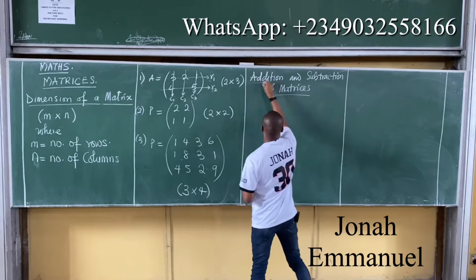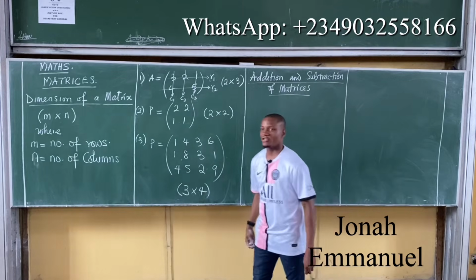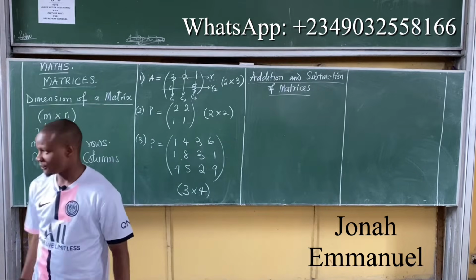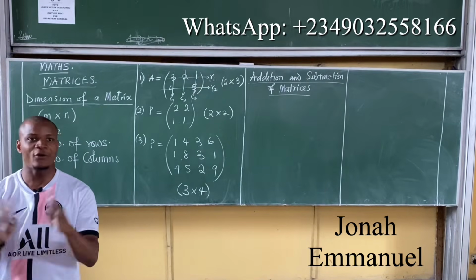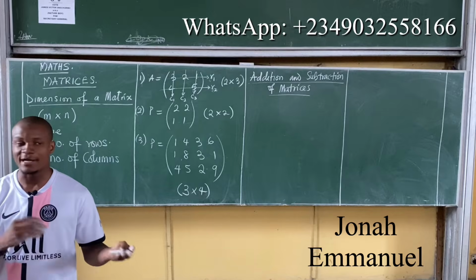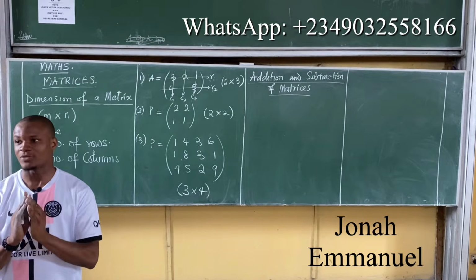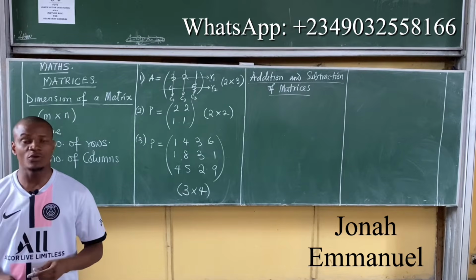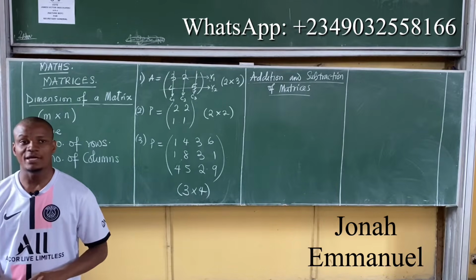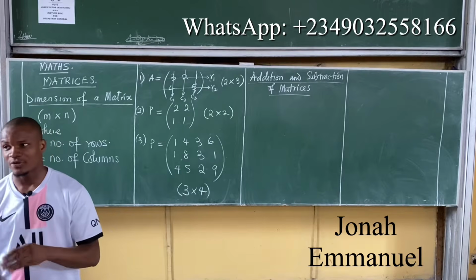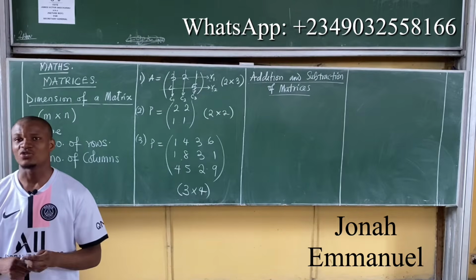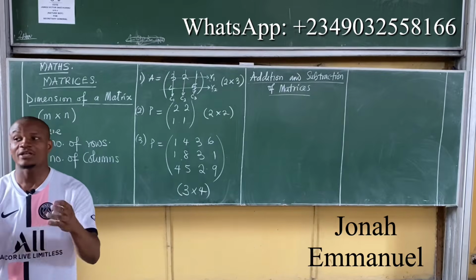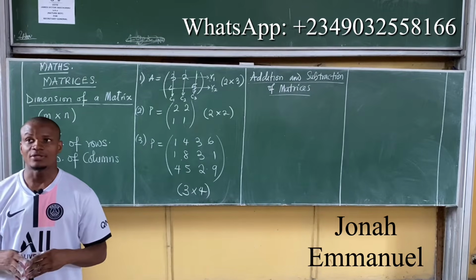Alright, let's do addition and subtraction. It's actually called algebra, right? There are 4 basic algebraic steps: addition, subtraction, multiplication, and division. For matrix at this level, we'll deal with just 3 things: addition, subtraction, and multiplication. You don't really do matrix division, at least at this level. So let's start with addition, please.